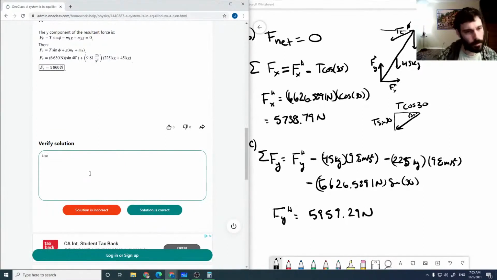Okay, so used sine 45 instead of cos 45 in A. No numerical difference in this problem, but would be for other angles. Yep. Still is mostly correct.